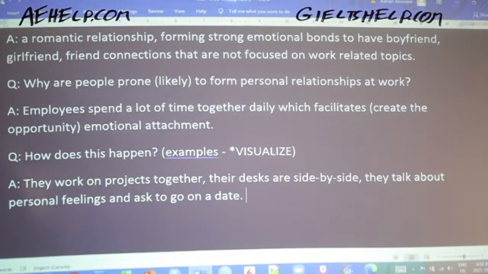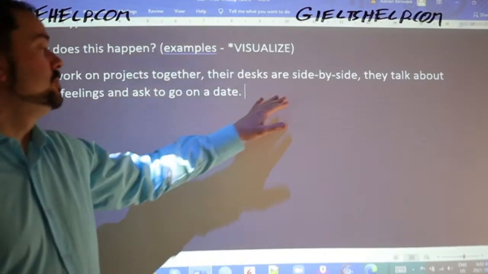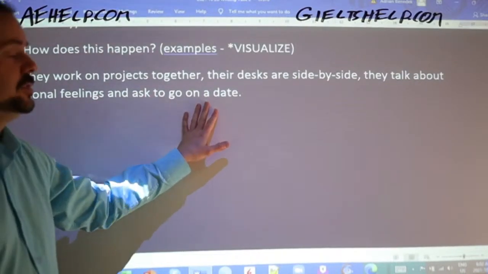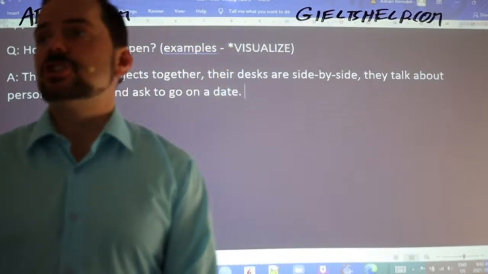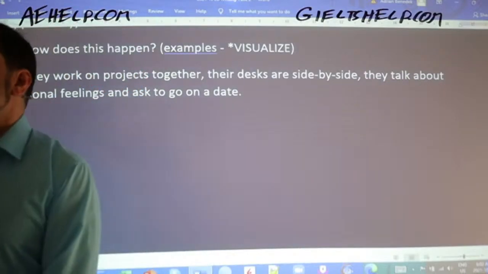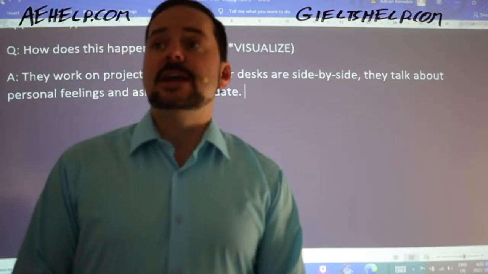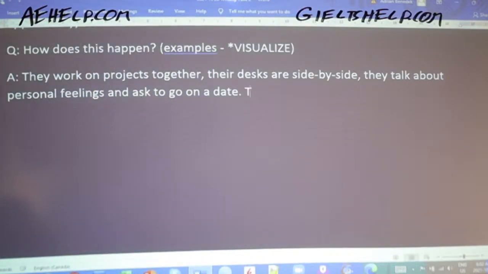So think about it visually. You've got two colleagues, they're working next to each other, they're working on projects together, they have time to talk about their personal feelings, they get to know each other, and then somebody says, hey, would you like to go on a date? And so on. So that's how that personal relationship evolves, right? And then, of course, they interact outside of work as well, and that's very good, Paulo. So Paulo says, they have lunch together, they keep in touch outside of work, right? It's not necessarily true, Paulo. I mean, it could be just at work, right?